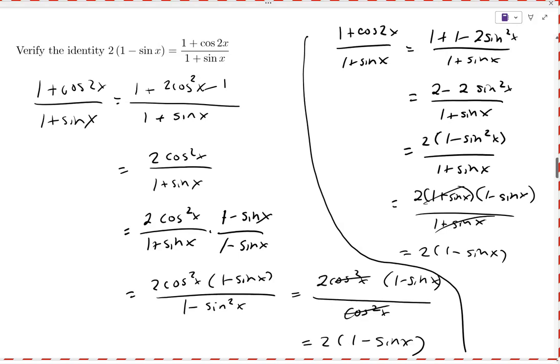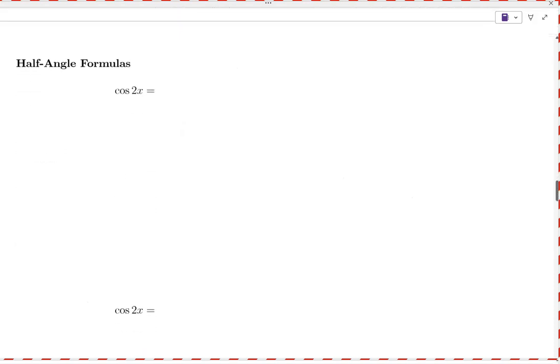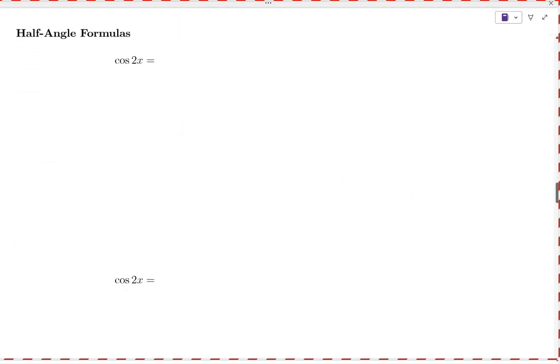Questions on that one at all? Is that okay? All right. Let's switch gears a little bit then and develop what we refer to as the half angle formulas. So notice that it looks like I made a typo because it looks like I wrote cosine of 2x twice. I really did mean to write cosine of 2x twice.